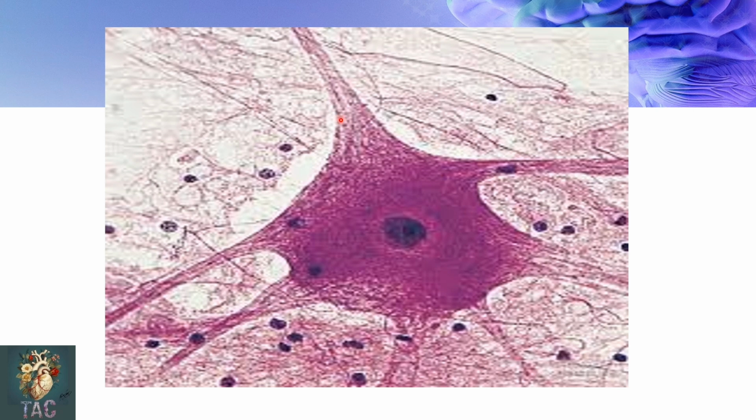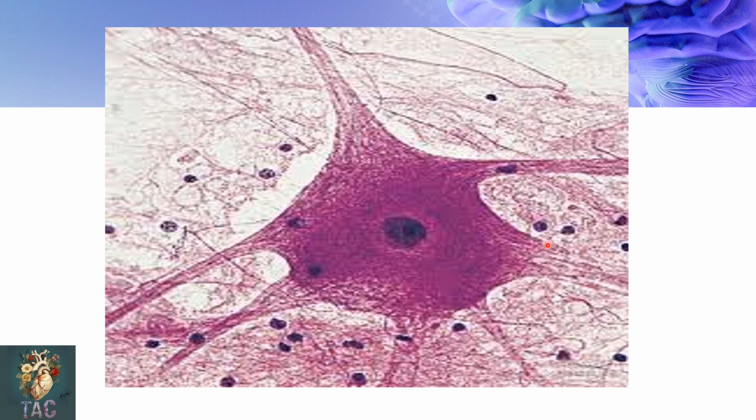So here is the histological section of the neuron. You can see this is the neuronal cell body, in which you can see the nucleus along with the nucleolus, and in the cell body or the perikaryon, this darker colored area shows a large amount of rough endoplasmic reticulum, either in the form of Nissl granules or present as stacks.